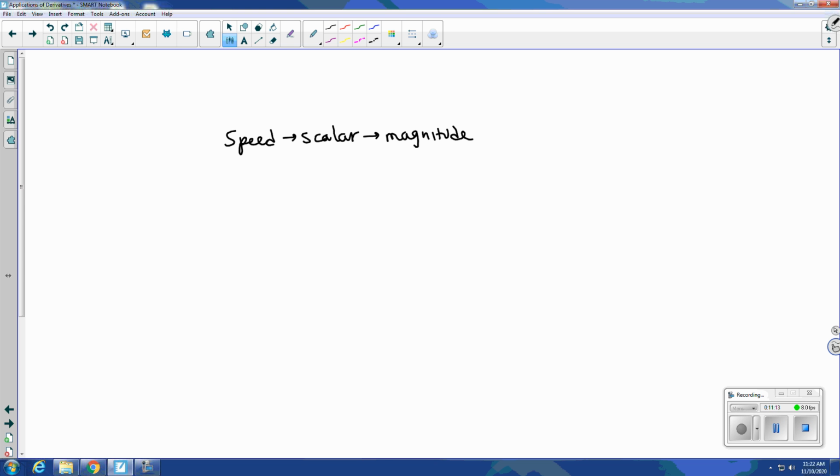So what's the difference between speed and velocity? The fact that there's no direction associated with it. And therefore, to calculate speed, all we have to do is take the magnitude of our velocity, or the absolute value of velocity. And that is how we get speed. And that is an introduction to motion in relation to position, velocity, and acceleration.